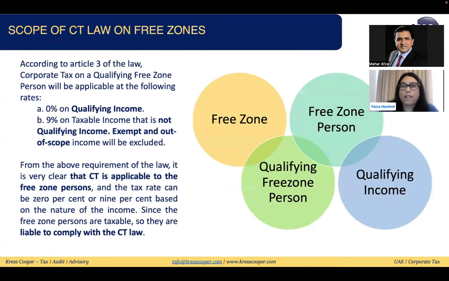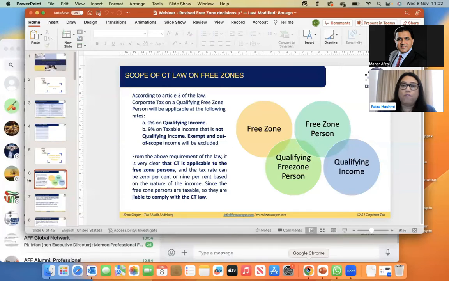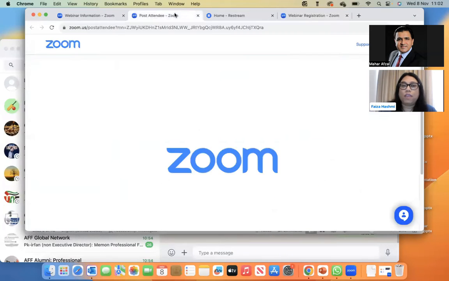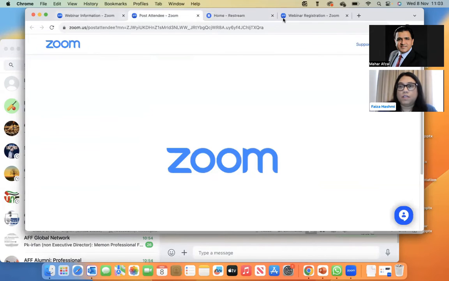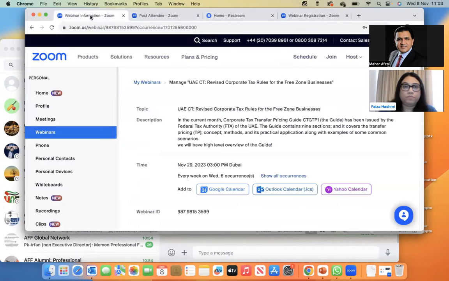So when the law had come out, the information that we had about free zones at that time was that there would be 0% tax on qualifying income. But qualifying income at that time had not been defined, that what would be a qualifying income. And we knew that whatever was not part of the qualifying income would be considered as non-qualifying income.